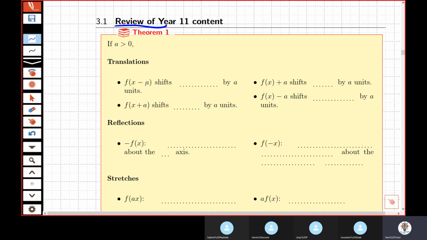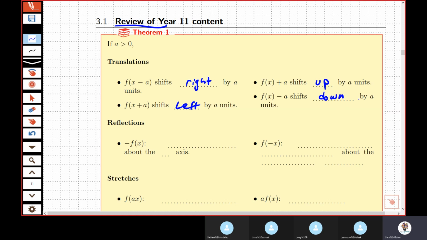So if you had f of x minus a, if you have a attached to the x, we shift to the right by a units. So it's minus a, we go to the right, it's plus a. If it's x plus a, we shift left by a units. If it's not attached to the x, plus a, we shift up by a units, and if it's minus a, we shift down by a units.